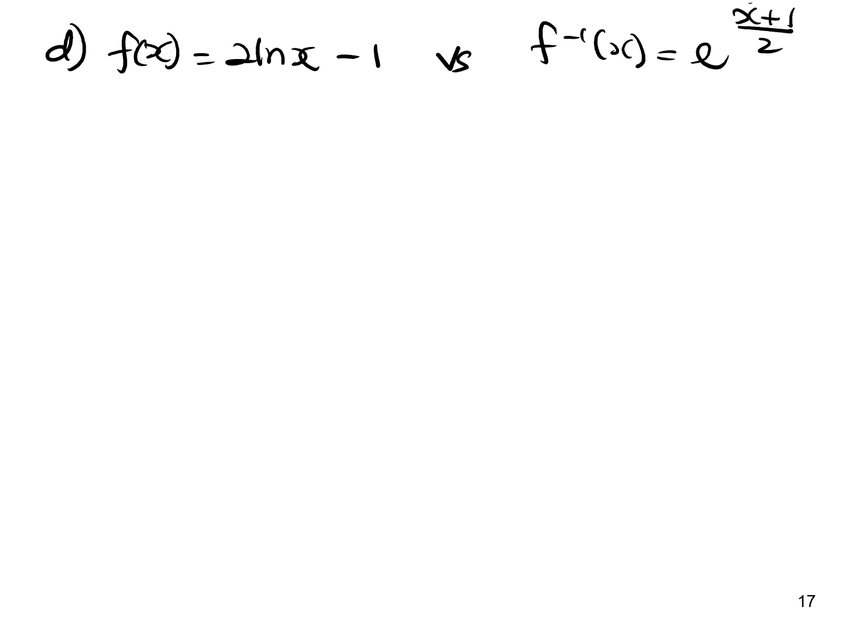Okay, then sketch f and f inverse on the same axis. So I start with f inverse because this is an exponential function, so it's easier. We have x positive, y positive, and we find the y-intercept at x equals 0, y equals e to the power 1 over 2. So you get the y-intercept at e to the power 1 over 2.